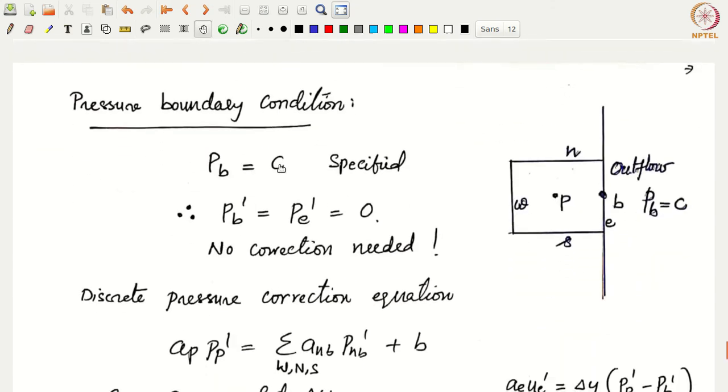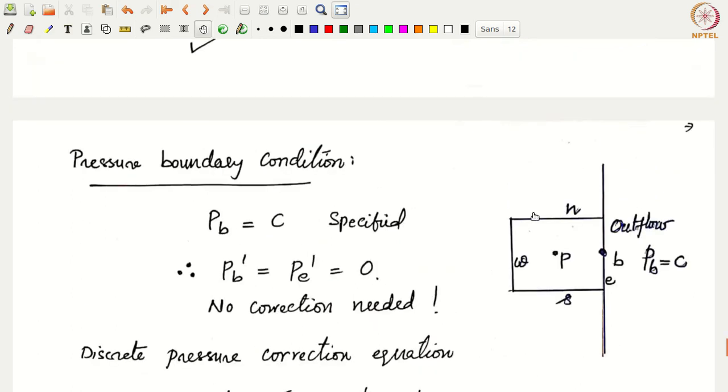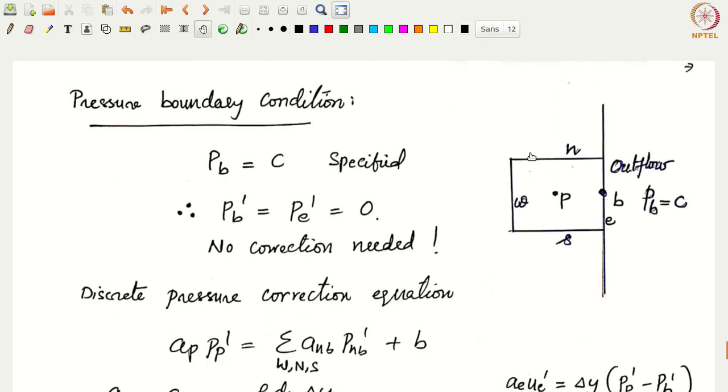The other boundary condition you can get is a pressure boundary condition, where you specify some value for the pressure. Let's say we are talking about an outflow. This is a cell adjacent to the outflow. So we have the P cell, we have east, west, north, south, and b is now the boundary face, and the pressure on the boundary face is constant. This is specified, say the channel is flowing out into atmospheric pressure.